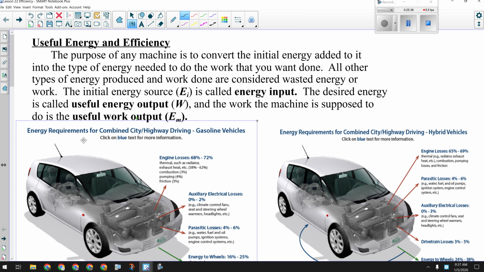Okay, so the purpose of any machine is to convert the energy you put into it into useful work output, whatever the job of that machine is. If it's your hair dryer, it's to blow hot air and dry your hair. If it's your toaster, it's to emit heat and cook your bread. Whatever the job is, we want to make as much of the energy that goes into that machine do that job as possible, with minimal waste.